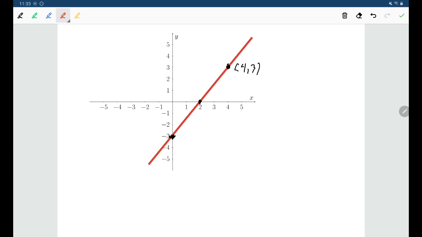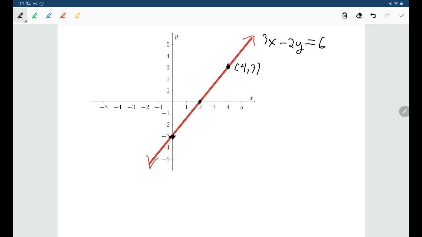I should, for my lines, since lines continue forever in both directions, I should really draw arrowheads at the ends of my lines, because the line's not just stopping there, it's going off in both directions. So I'll draw little arrowheads on. And last thing that I need to have is the equation of my line labeled next to the line itself. So I'll label this as 3x minus 2y equals 6.